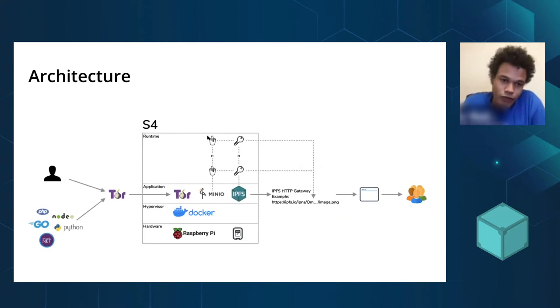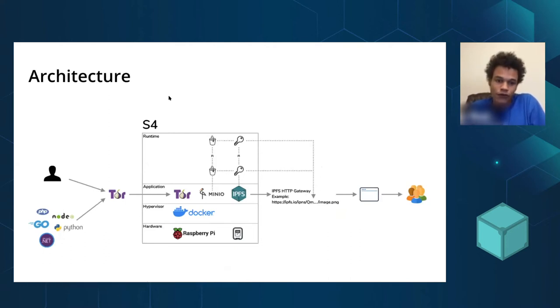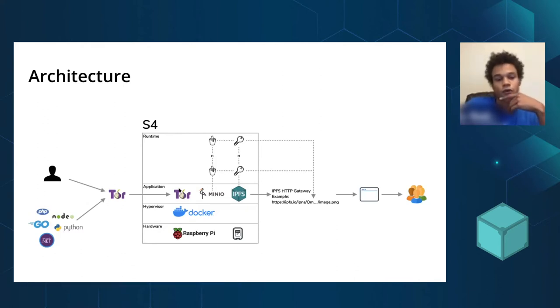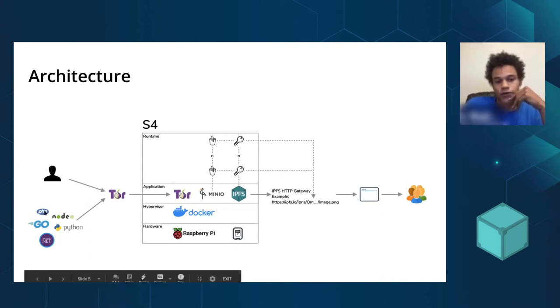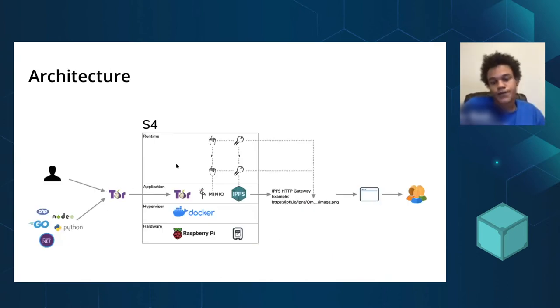I'll touch on the architecture quickly. The way I've designed S4, I had a few design specifications. I wanted it to not require any third party or intermediaries, meaning that using typical HTTP domains is off the table because that would require us to register a domain with a third party. So Tor is heavily used throughout. Data is ingressed into an S4 server over Tor, and that can be done through Tor Browser just by a standard user, or your code can write data to the S4 server.